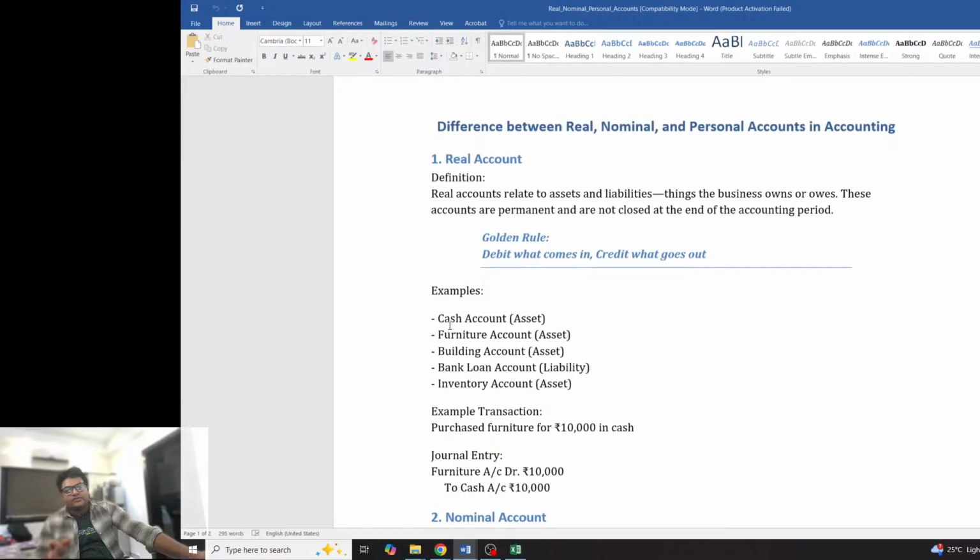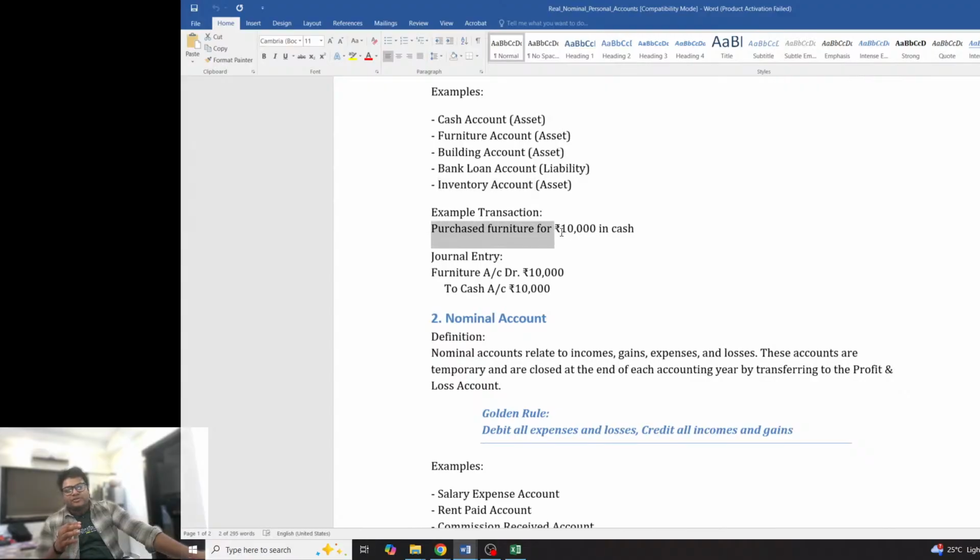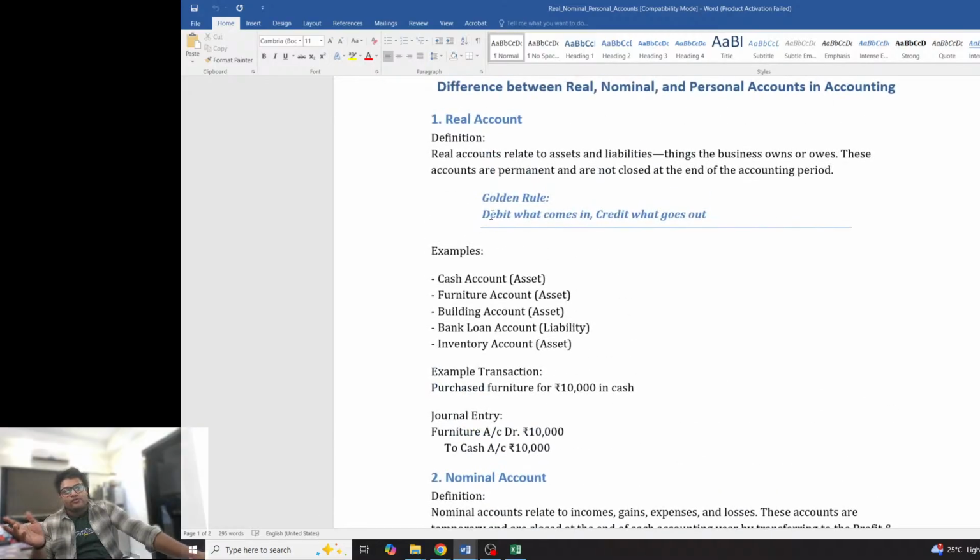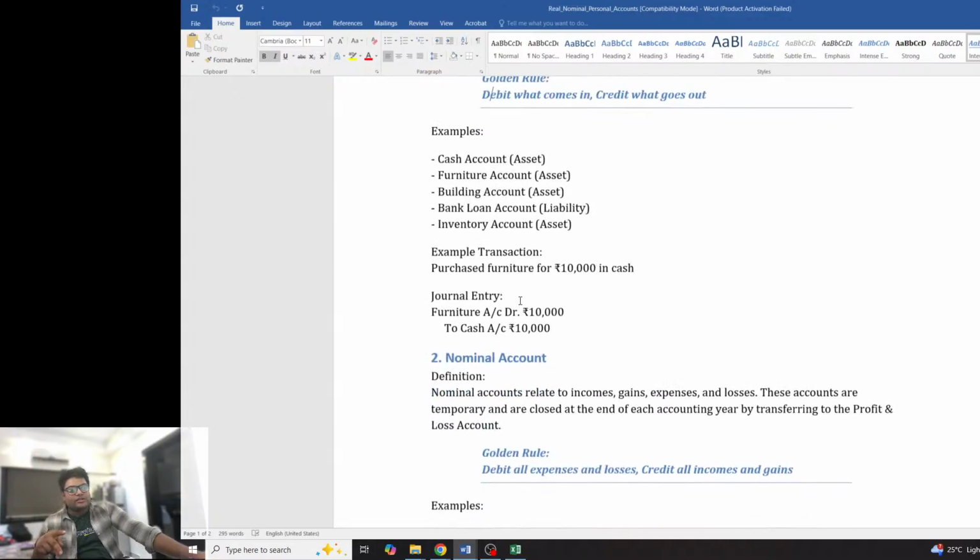So examples could be cash account, furniture, building, bank loan, inventory. So what's going to be the general entry if, let's say, you bought furniture with cash? You can go with the golden rule. What does it say? Debit what comes in, credit what goes out, right? Now what is coming into the business? Furniture is coming into the business, and what is going out of the business? We are buying it with cash, right? So furniture will be debited and cash will be credited. So that's what the entry is.